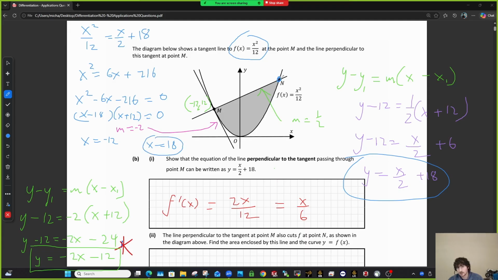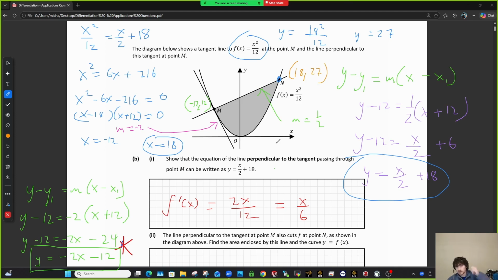And all we need to get is its y value. So a quick way to get its y value is you can put it into either the line or the quadratic, but I'll put it into the quadratic. So y equals 18 squared over 12, which is 27. Okay, so the y value there is 27. So n's coordinates are 18, 27.